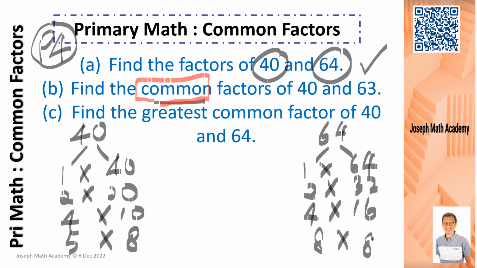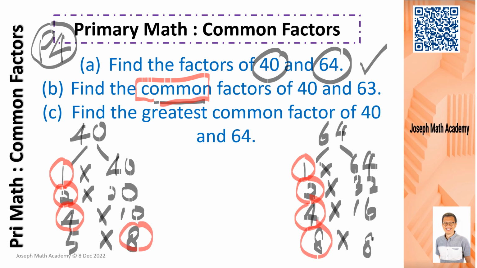Common factors of 40 and 64. Let's circle the common ones. 40 has a 1, 64 has a 1; 2 and 2; 4 and 4; 8 and 8. I think that's about all. So what is part B? The common factors of both 40 and 64 are 1, 2, 4, and 8. So part B is done.